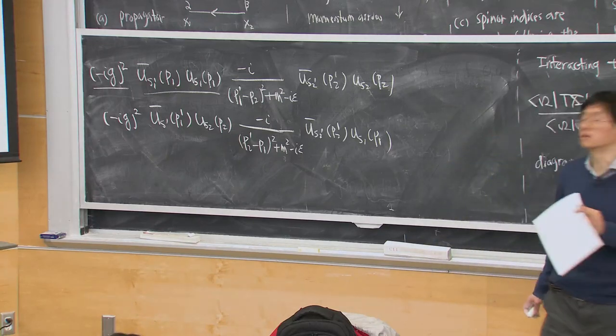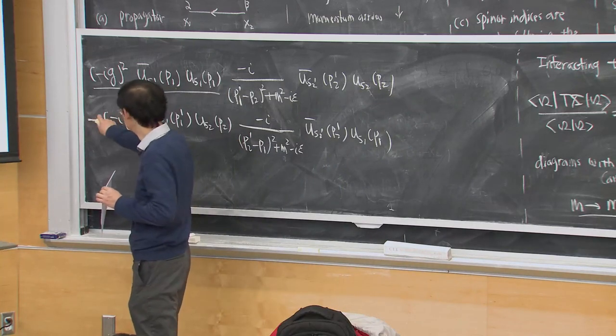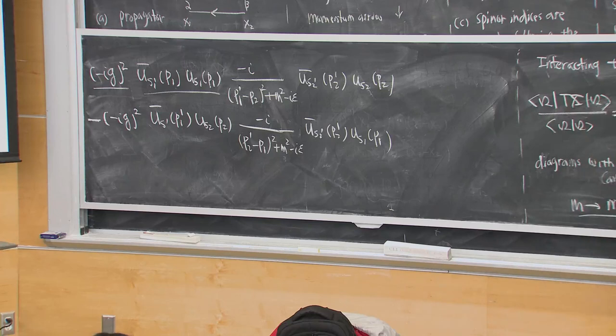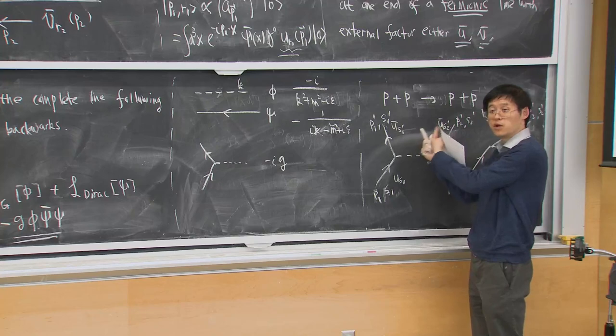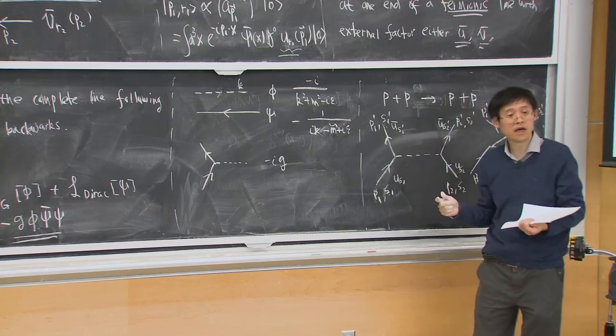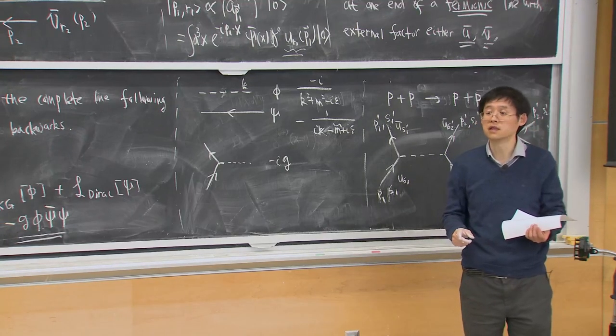Except one final thing: there's a relative minus sign between them. The reason is that between these two diagrams, it's equivalent to exchanging the order of the two external legs. So remember, if you want to exchange the order of the fermions, you have to have a minus sign. And then you have to have a minus sign between the two.